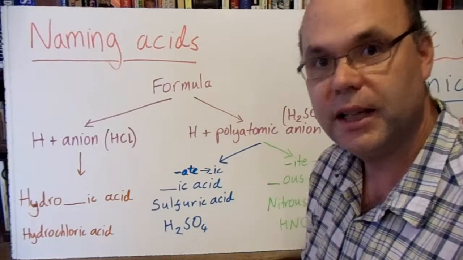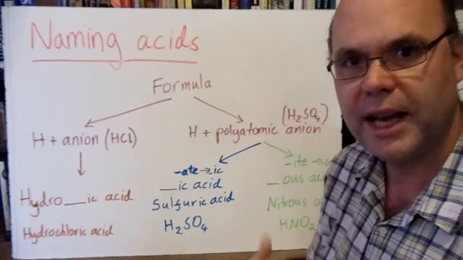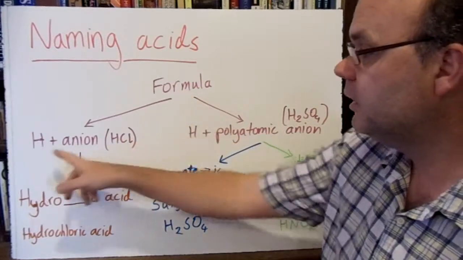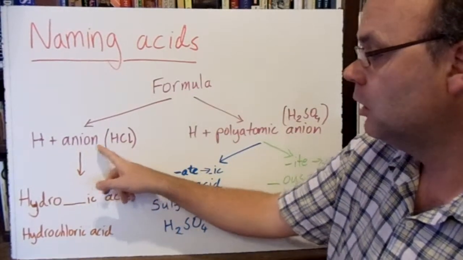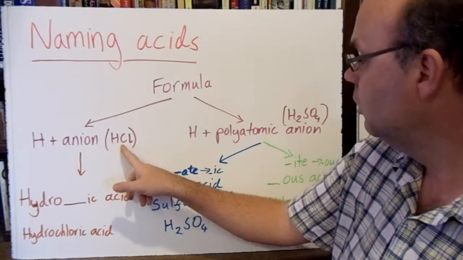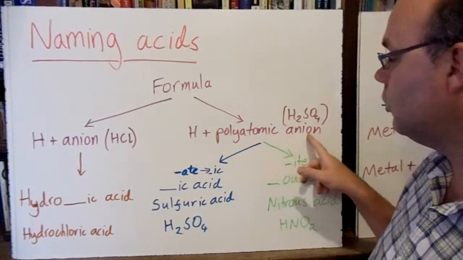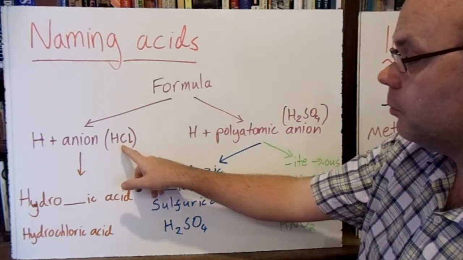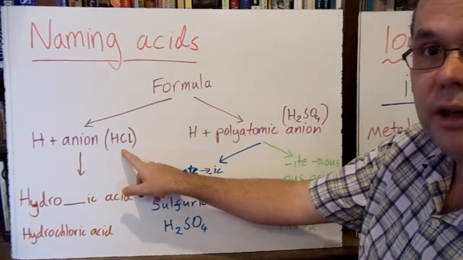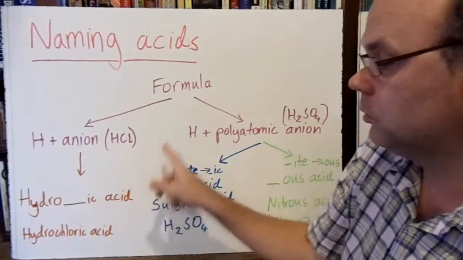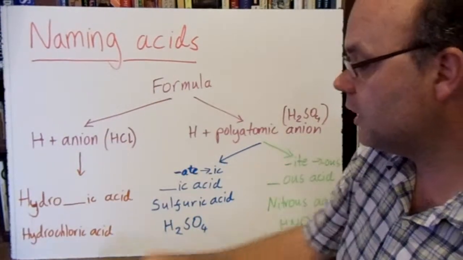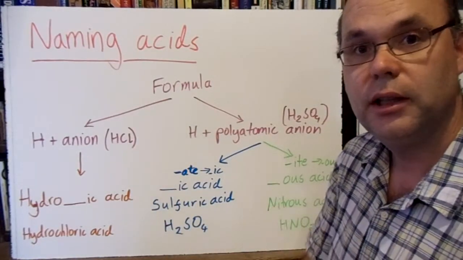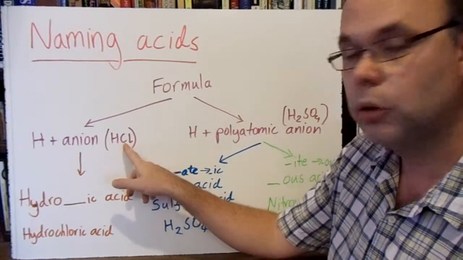So looking at naming acids, remember these are the ones with H in them, at the front usually. Look at the formula. Is it H plus an anion, like HCl? Or is it H plus a polyatomic anion, like H2SO4? So if there's just one part to the anion, that's the negative ion, then it's one of these. And all you do is you take the root of that anion, like in HCl, that's hydrogen chloride.